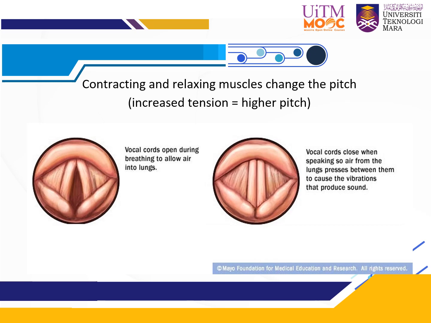So this is a picture of the muscles of the vocal cords contracting and relaxing, and that changes the pitch. So when there's increased tension, it will be a higher pitch. So vocal cords open during breathing to allow air into the lungs, and vocal cords close when speaking so that air from the lungs passes between them to cause the vibrations that produce sound. So if you want to see and know about how the vocal cords work, please view the video on the vocal cords posted in this topic.